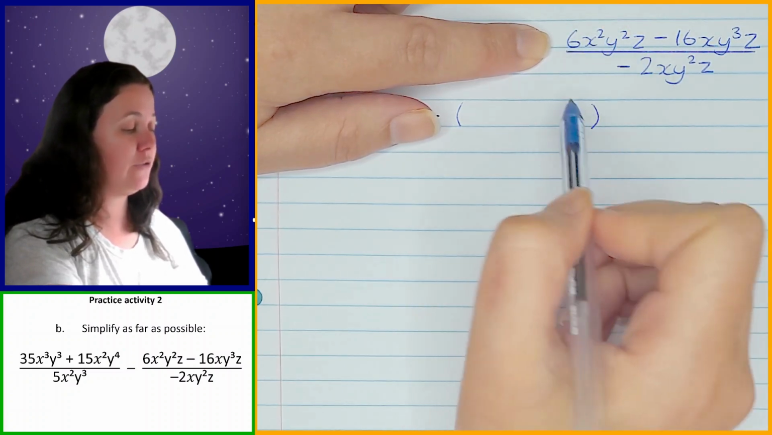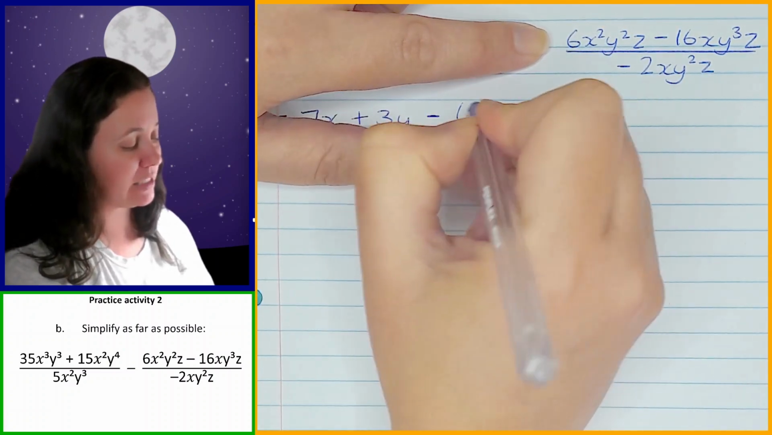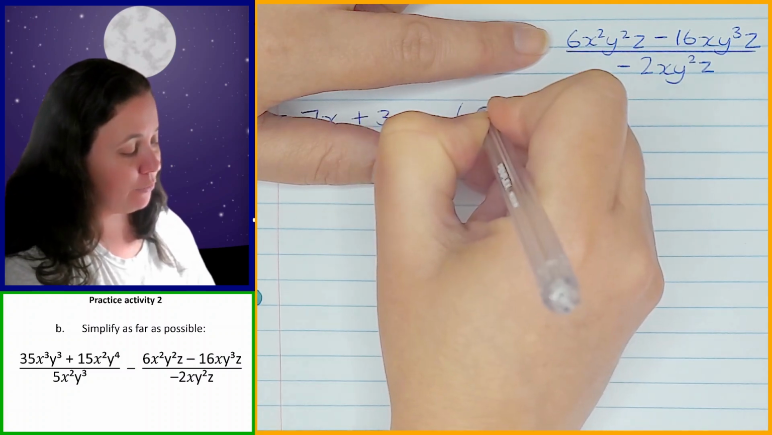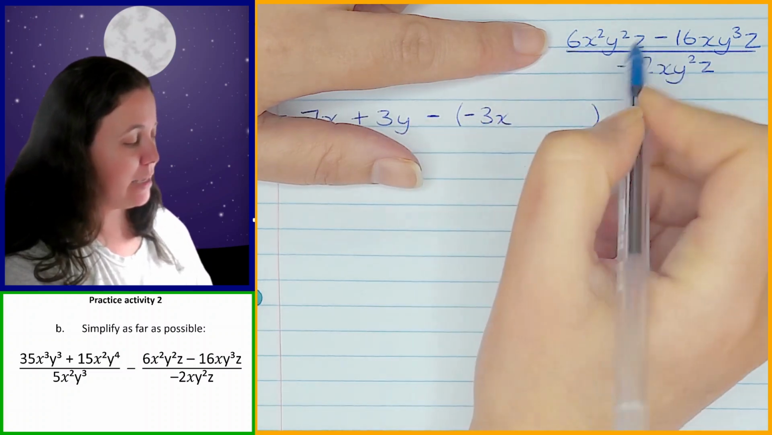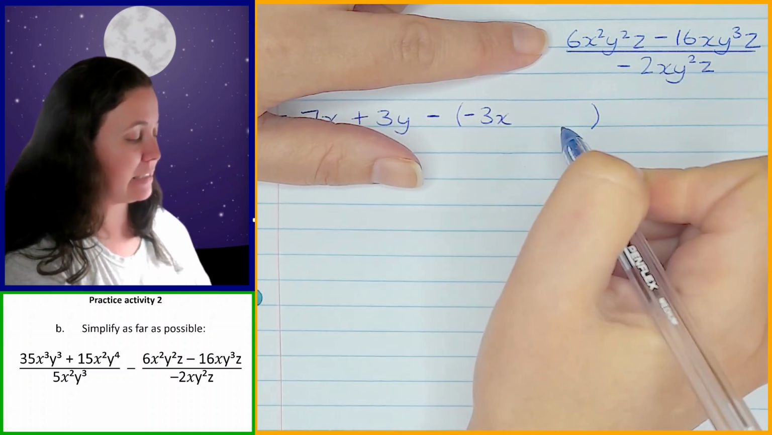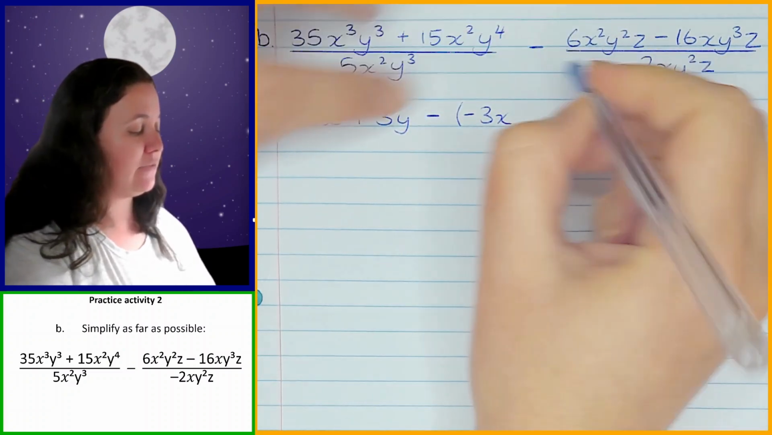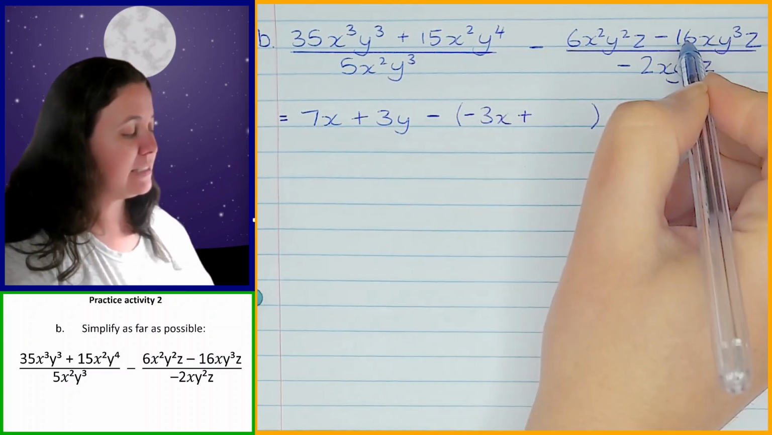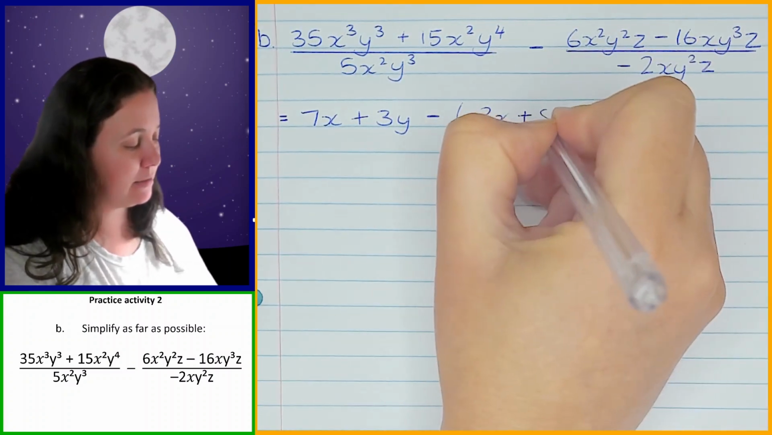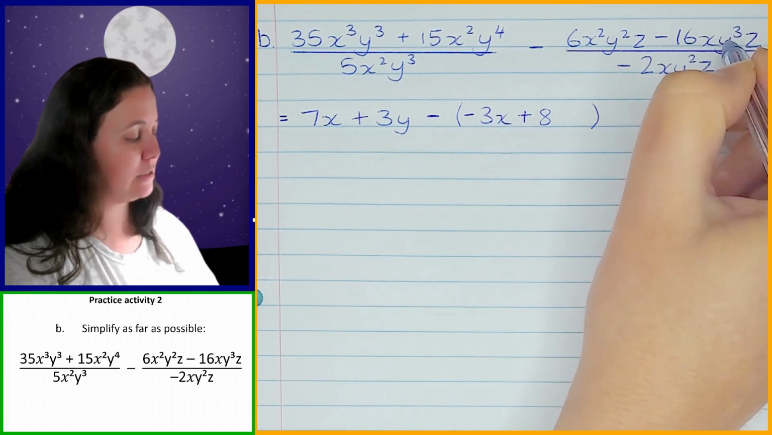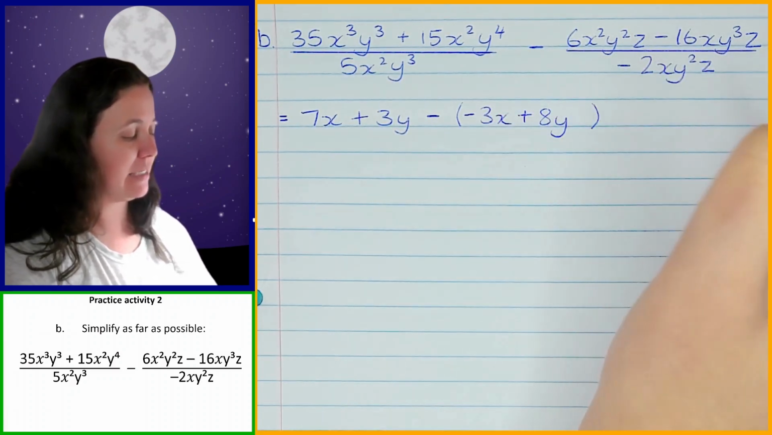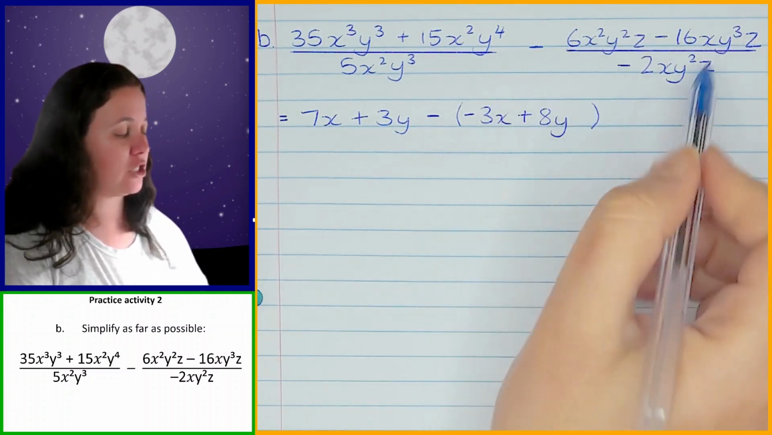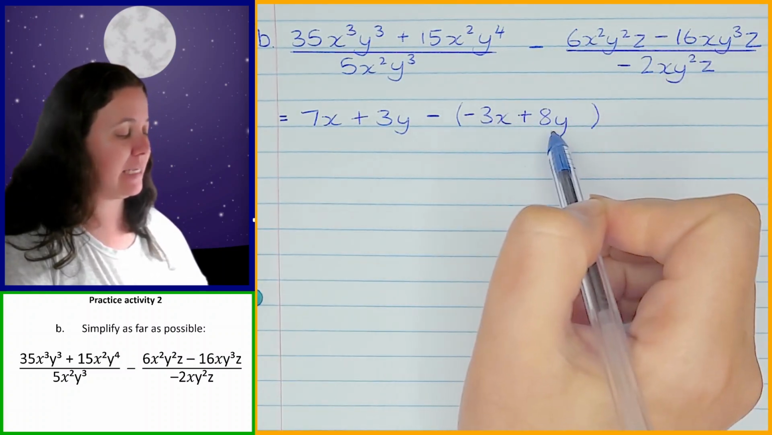So that is a positive divided by a negative. So it's negative 3. Then the x squared divided by x is x. The y squareds cancel and the z's cancel. Then I've got a negative divided by negative is positive. 16 divided by 2 is 8. X divided by x cancels. Y cubed divided by y squared is y. And z divided by z cancels. So from this fraction over here, I get negative 3x plus 8y.